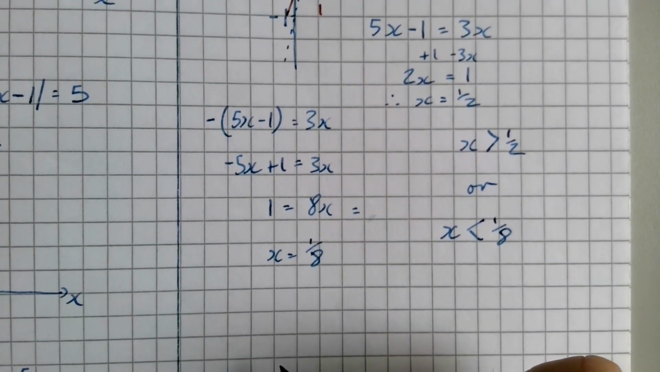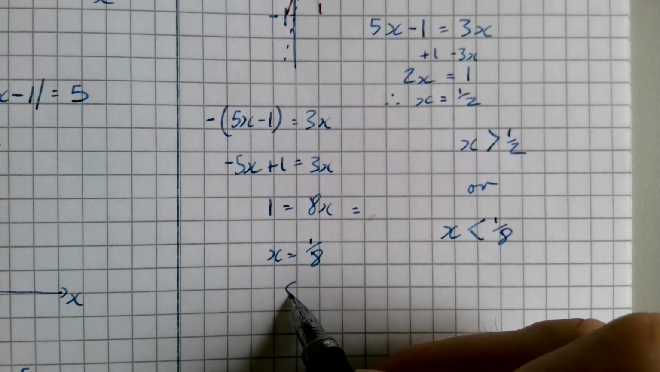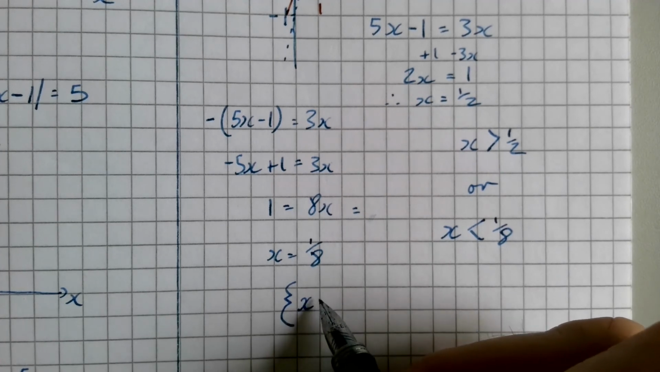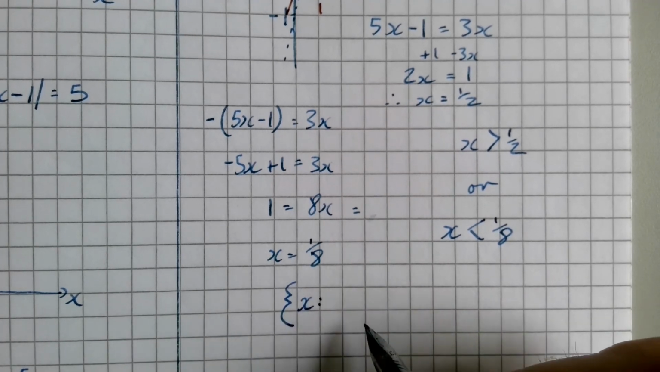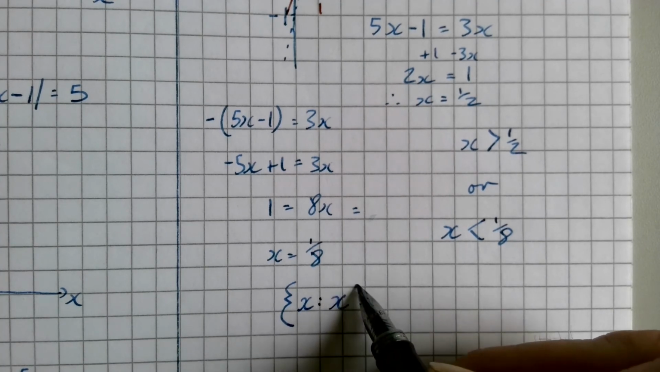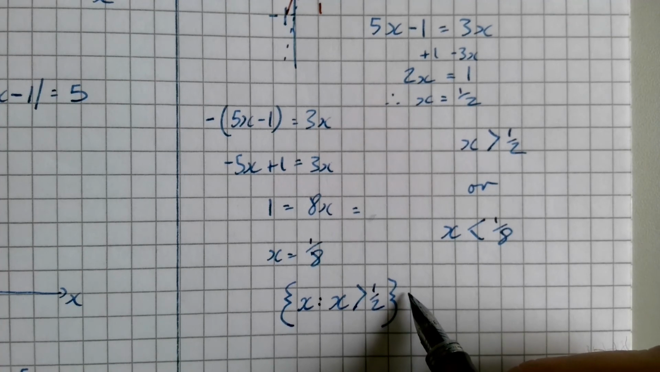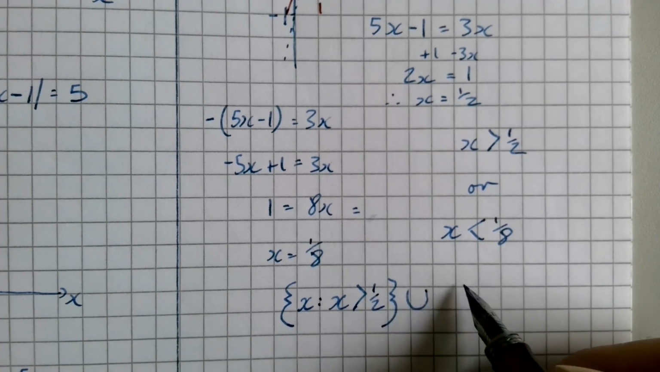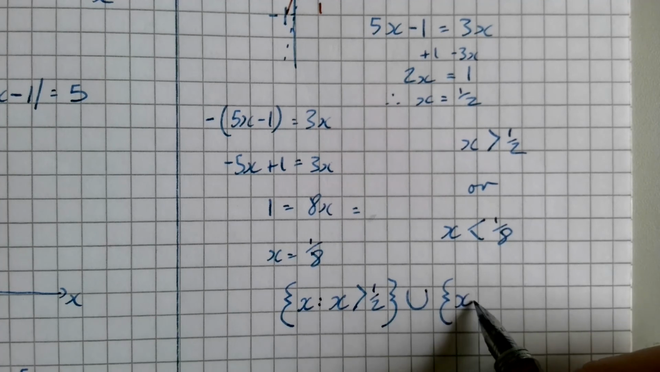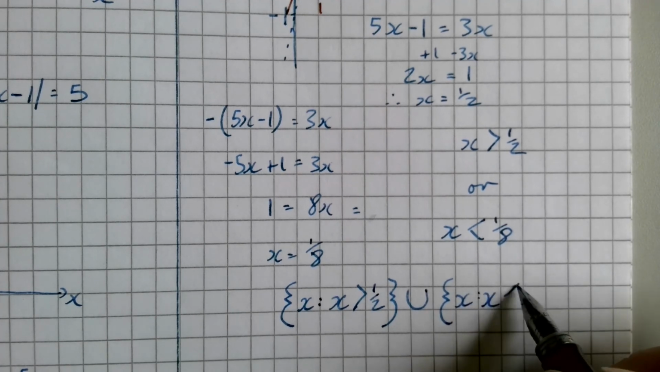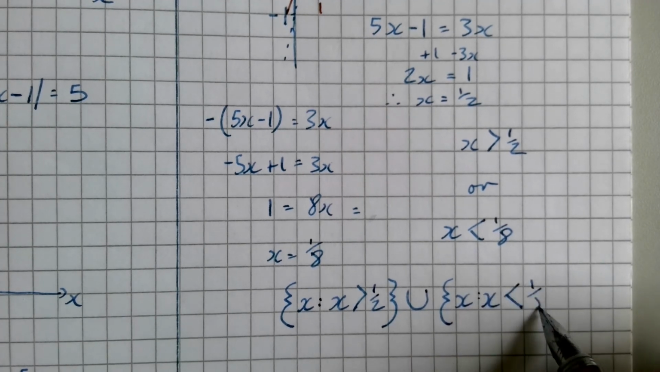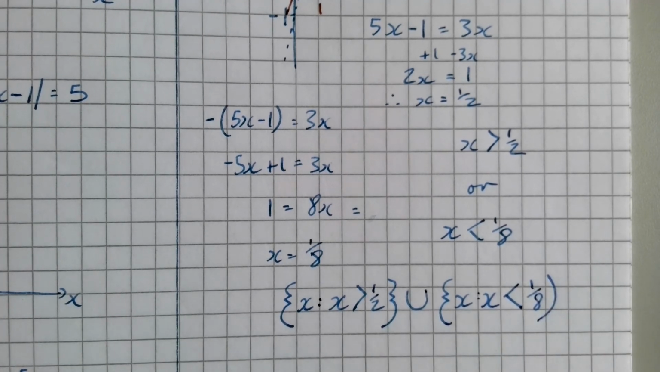Which we could write. I wonder if you can remember the old set notation thing, how we could do that. So that has the funny brackets in it, doesn't it? So defining x as being bigger than a half. And what symbol means or? That's the union one, isn't it? And x is smaller than an eighth. It doesn't matter which way round we write those two.